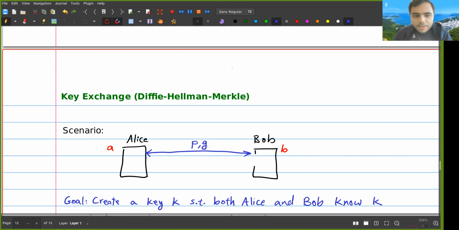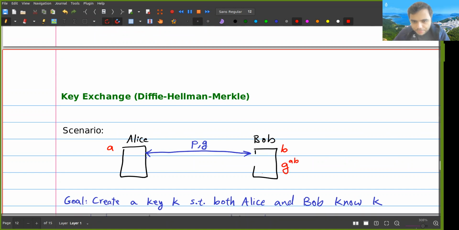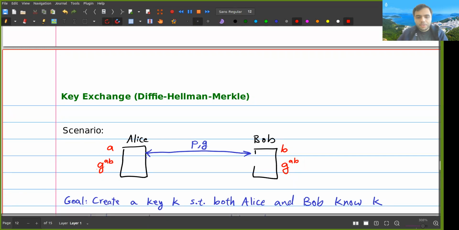Okay, now what is our goal? Again, what we want is that we want Bob to know G to the power of AB. And generally, I just don't write modulo P, but every calculation is modulo P here. So just assume that. So I want Bob to have G to the power of AB, and I want Alice to also know G to the power of AB. But I want these to be secrets. Okay, so I don't want the communication to actually reveal what this G to the power of AB is.